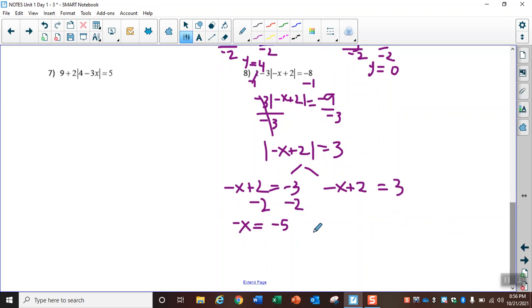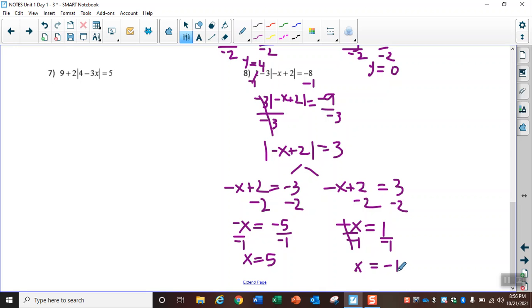All right, so that's negative, like negative 1. So I'm going to divide by negative 1, divide by negative 1. So positive x equals positive 5. And then I'll do the same thing over here, minus 2. So that's negative x equals positive 1. Divide by negative 1, divide by negative 1. So now that's a positive x equals negative 1. And those are my two solutions.